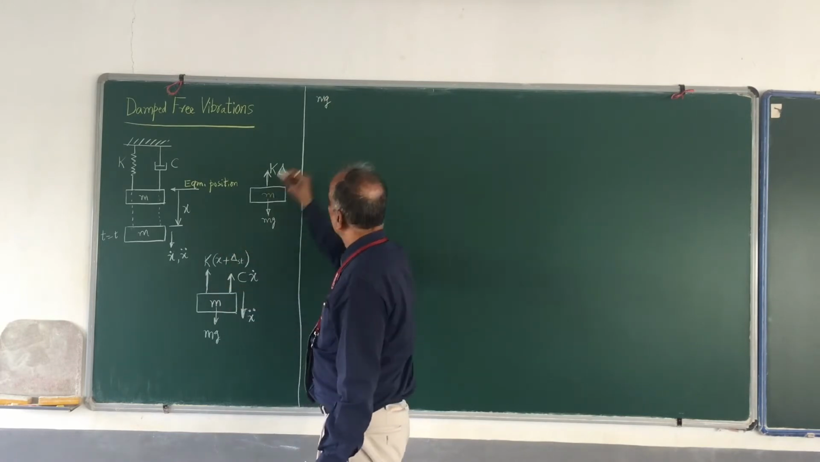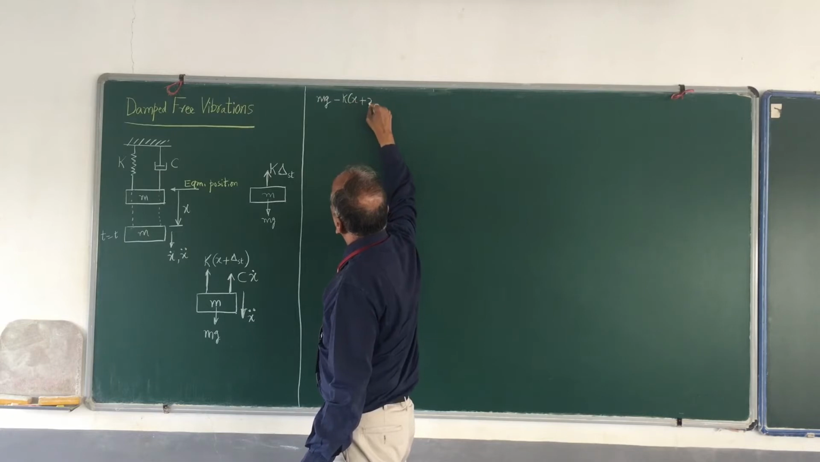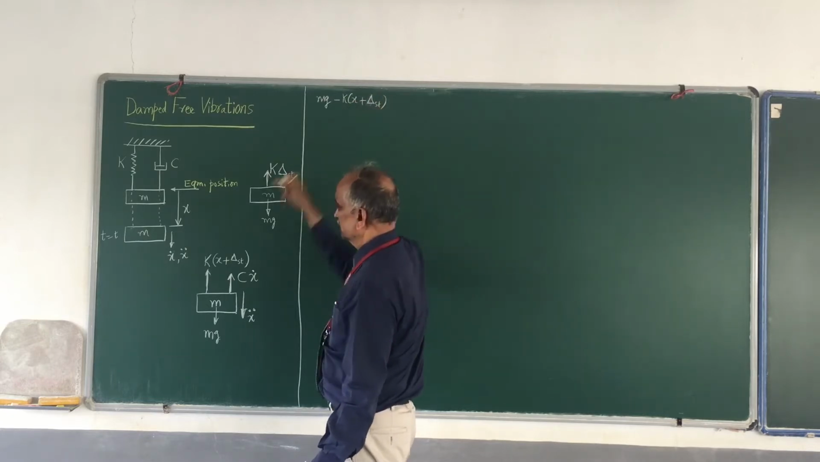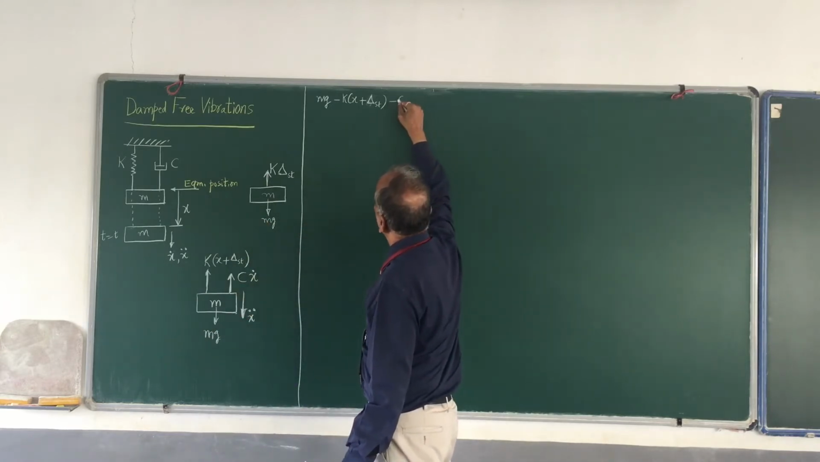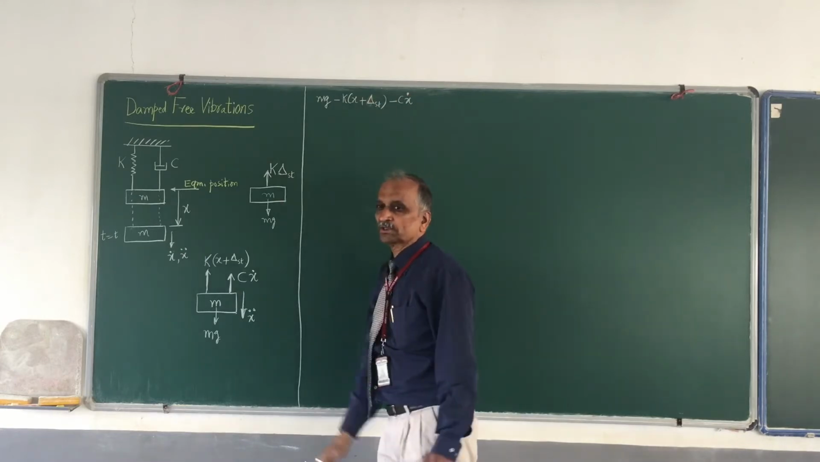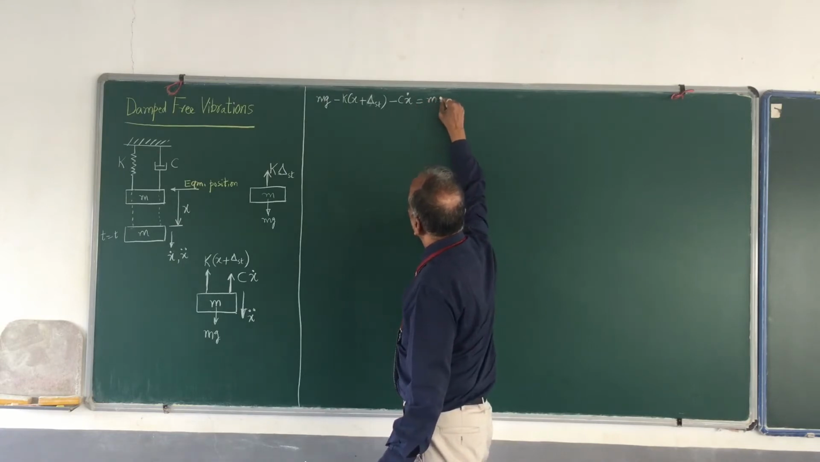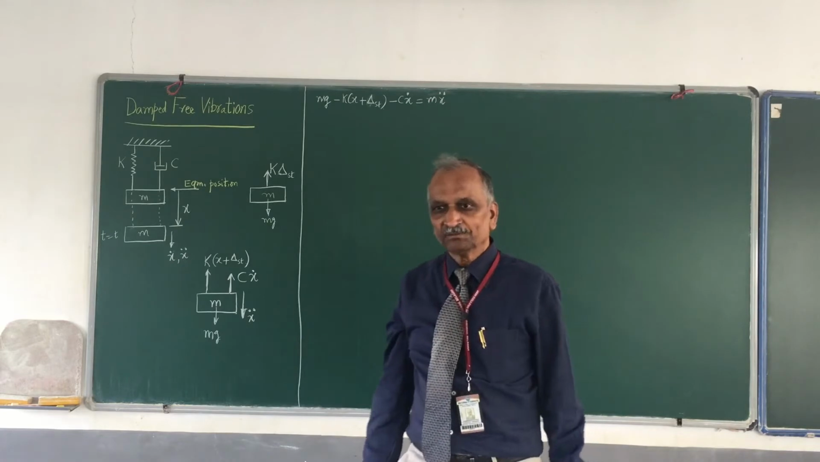Then this force is minus k into (x plus delta st). And this force is also opposite, minus c x dot. These are the sum of all the forces in the direction of acceleration, and that is equal to m into x double dot. This is Newton's second law.